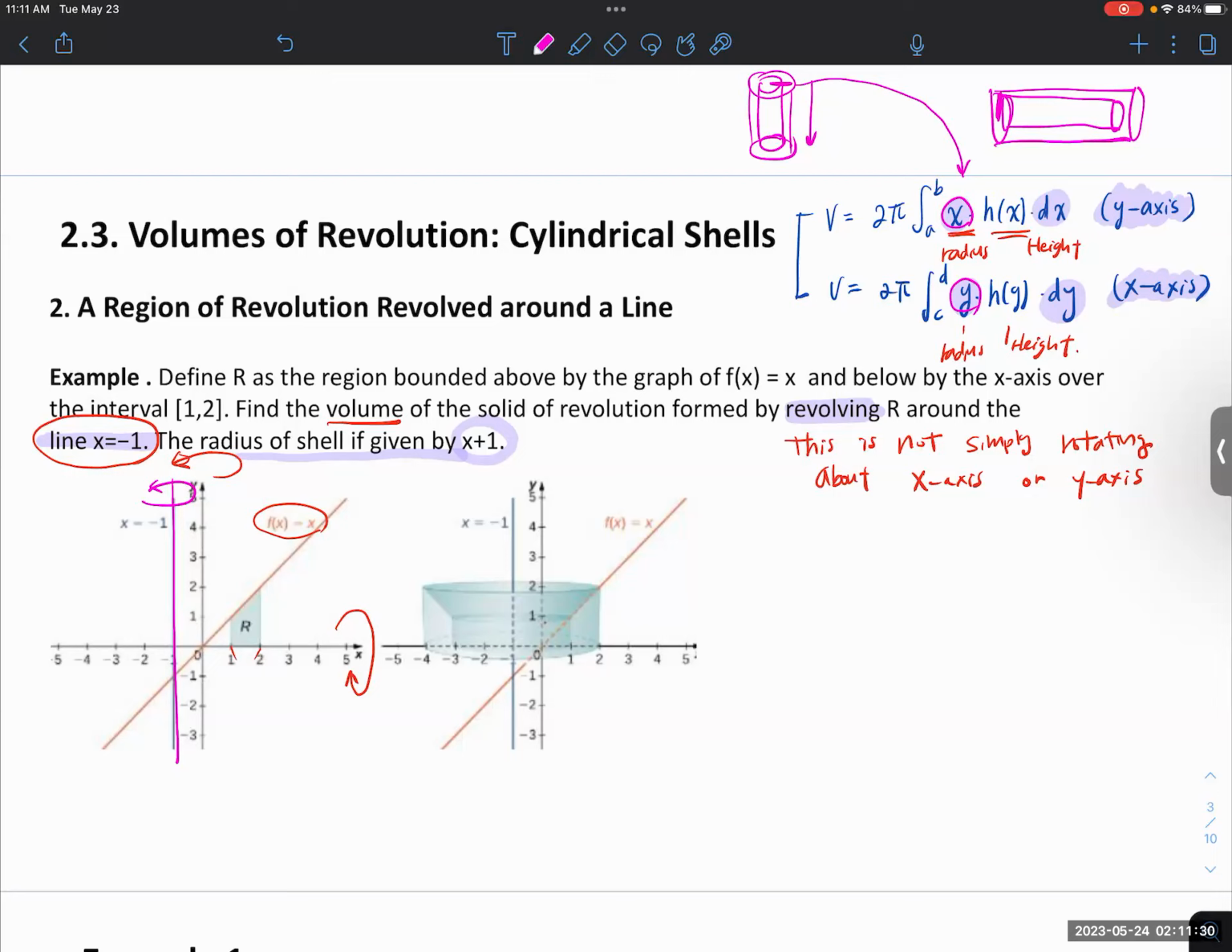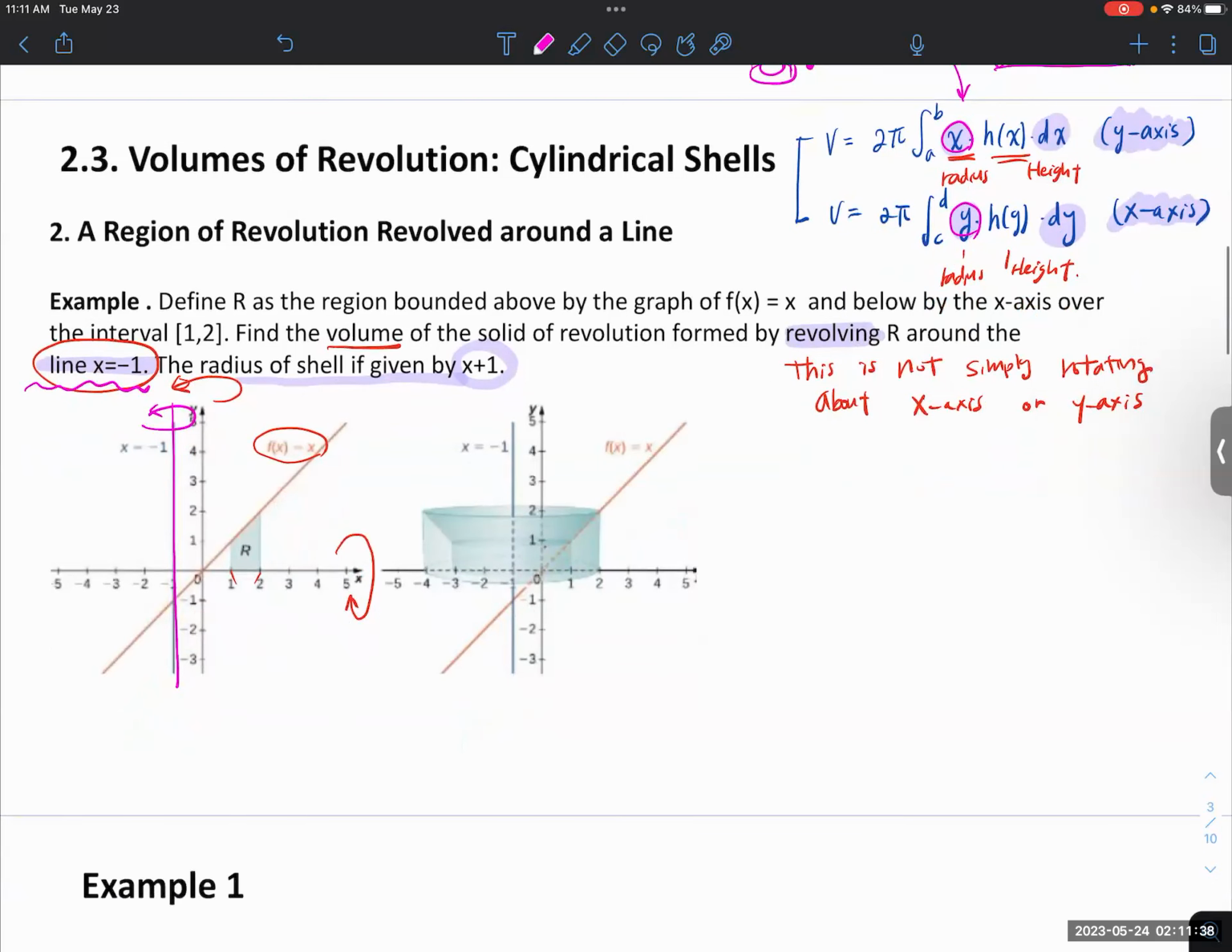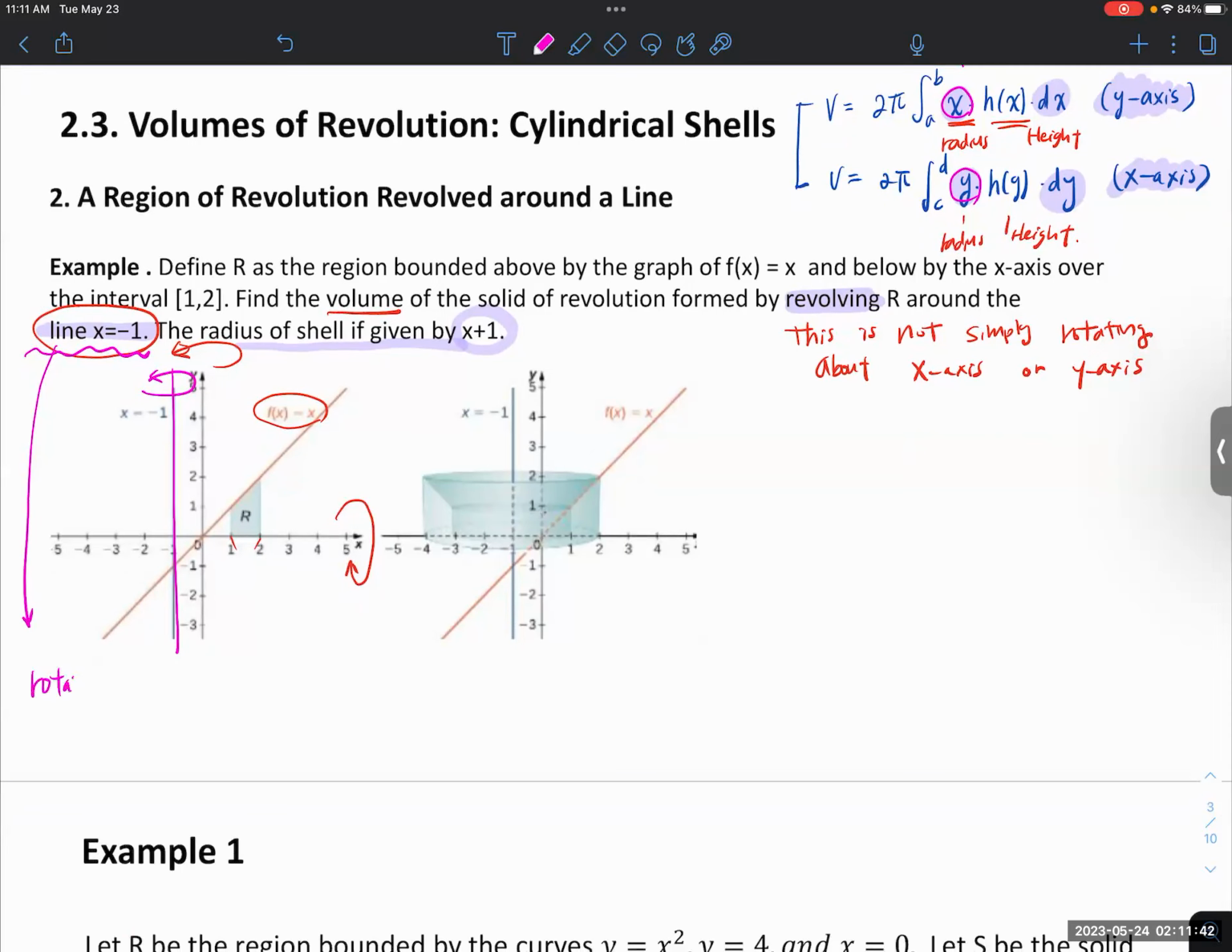But now we are not rotating this function exactly about the x or y-axis. We are rotating it about x equals -1. So if you rotate about a different axis, you're going to have a new radius.